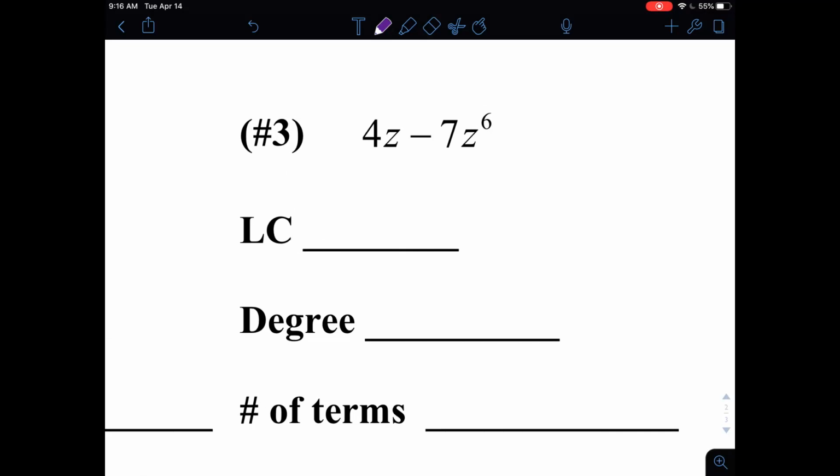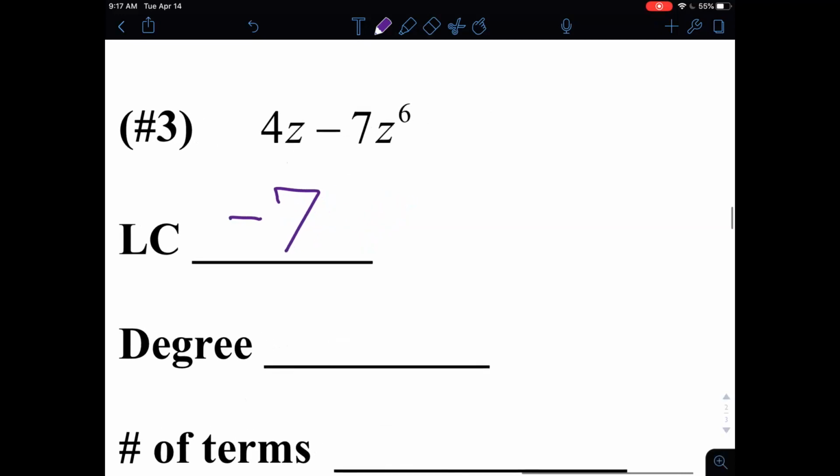And remember, the leading coefficient is the number in front of the variable with the biggest exponent. Which exponent is bigger, z or z to the 6? Yeah, z to the 6 is bigger. What number is in front of the z to the 6? It is negative 7. So our leading coefficient for this one, even though 4 starts the expression, is negative 7. You can rewrite it as negative 7z to the 6 plus 4z. That's fine. No matter where it is in the expression, the leading coefficient is in front of the biggest exponent, which is z to the 6.